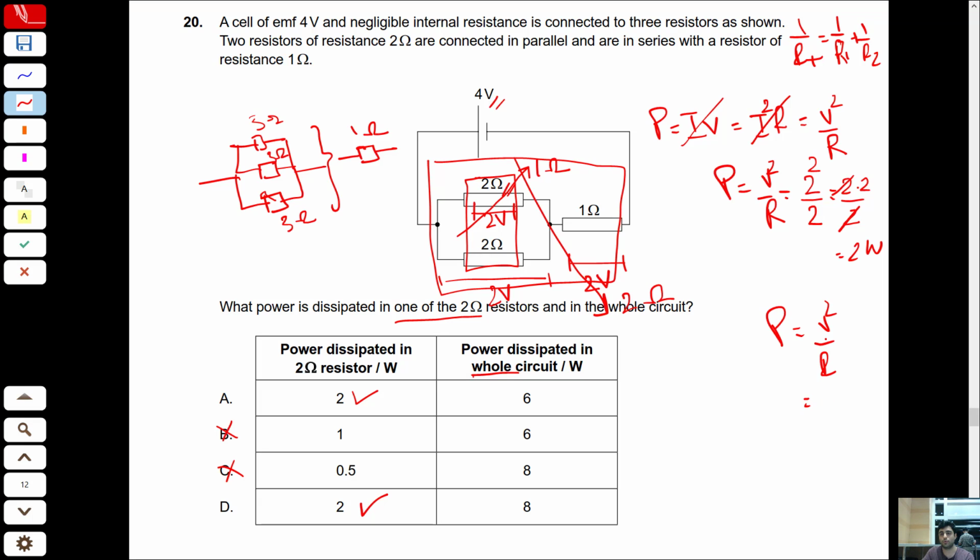Overall, so what is the voltage provided to the whole circuit? 4 volt. So we will use 4 squared divided by overall resistance, which is 2. So this is 16 divided by 2, which is 8 watt. So it has to be D.